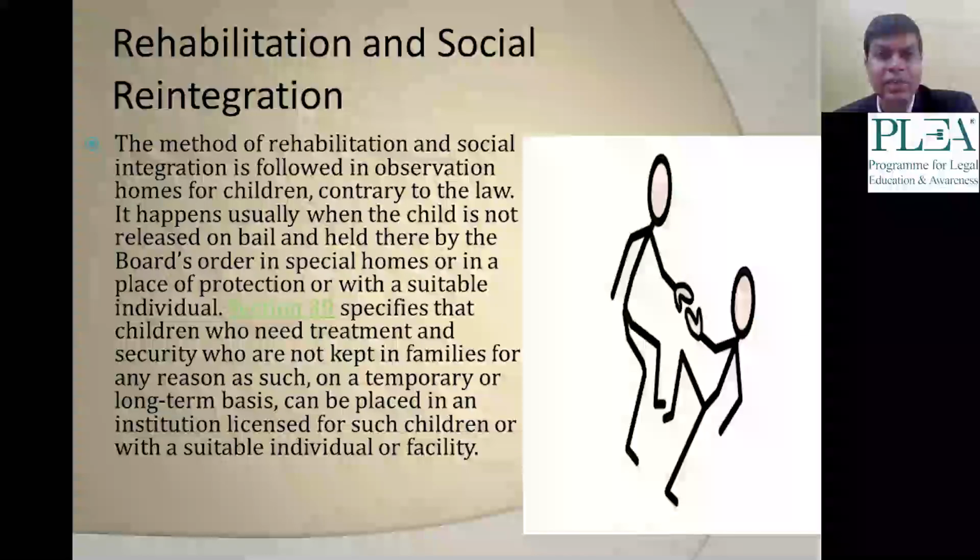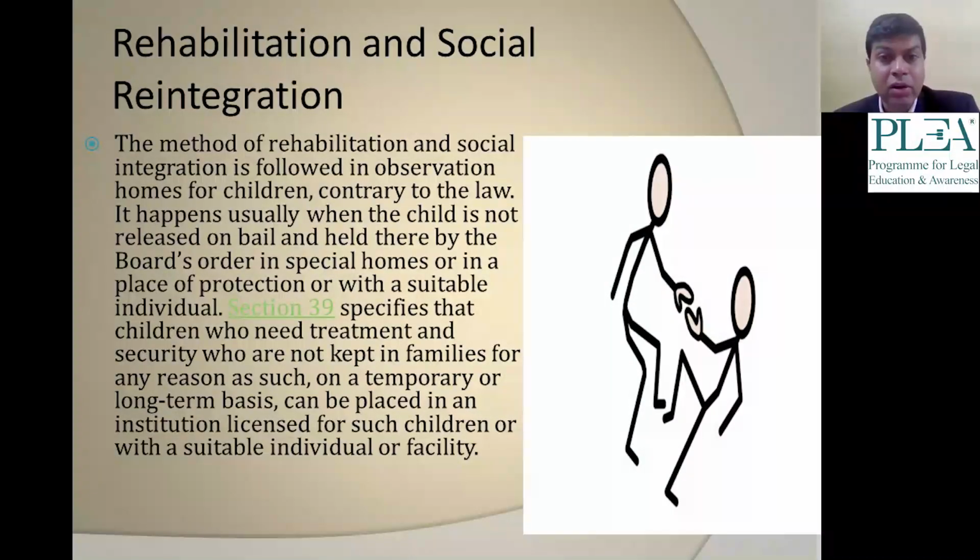That is rehabilitation and social reintegration. So the method of rehabilitation and social integration is followed in observation homes for children in conflict with the law. It happens usually when the child is not released on bail and is held there by the board order in special homes, or in a place of safety, or with a suitable individual.